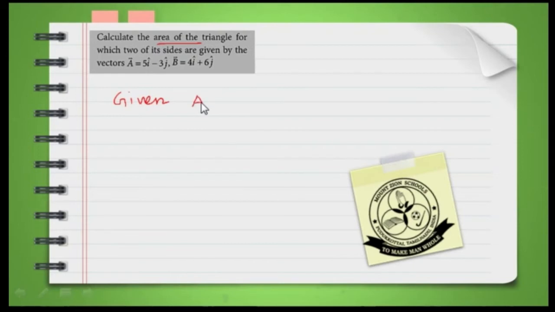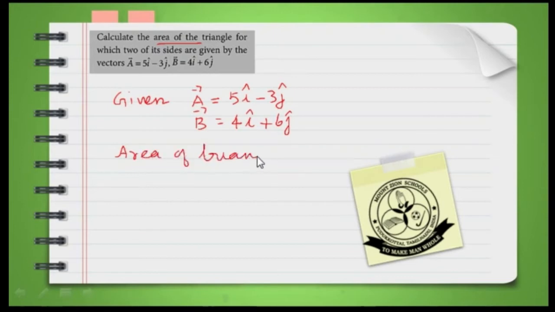Given A vector is equal to 5 i cap minus 3 j cap and B vector is equal to 4 i cap plus 6 j cap. So to find the area of the triangle, what's the formula? Area of the triangle is equal to 1 by 2 modulus of A vector cross B vector square units.